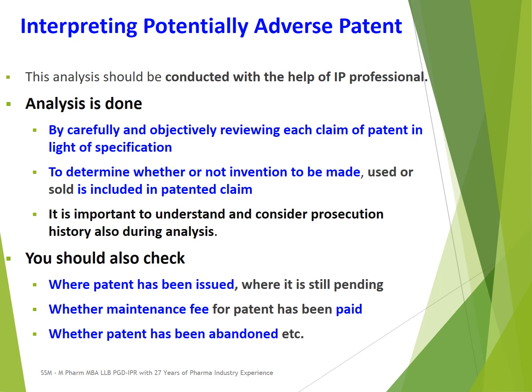So during this prosecution, the patentee may have narrowed down the scope of the claim in order to reply to the examiner's objections. The examiner may have had certain objections on patentability. So in order to avoid those objections, maybe the patentee has narrowed down the scope of the claim. You will find out whether the patentee has narrowed down the scope of the claim or not from the prosecution history file. So it is important to understand and consider the prosecution history also during interpretation of the claims.